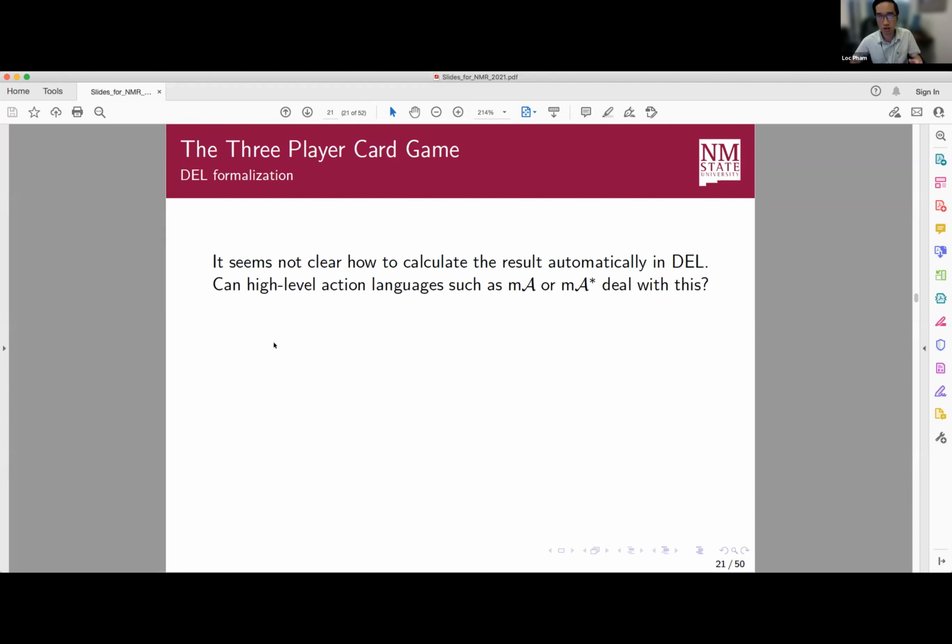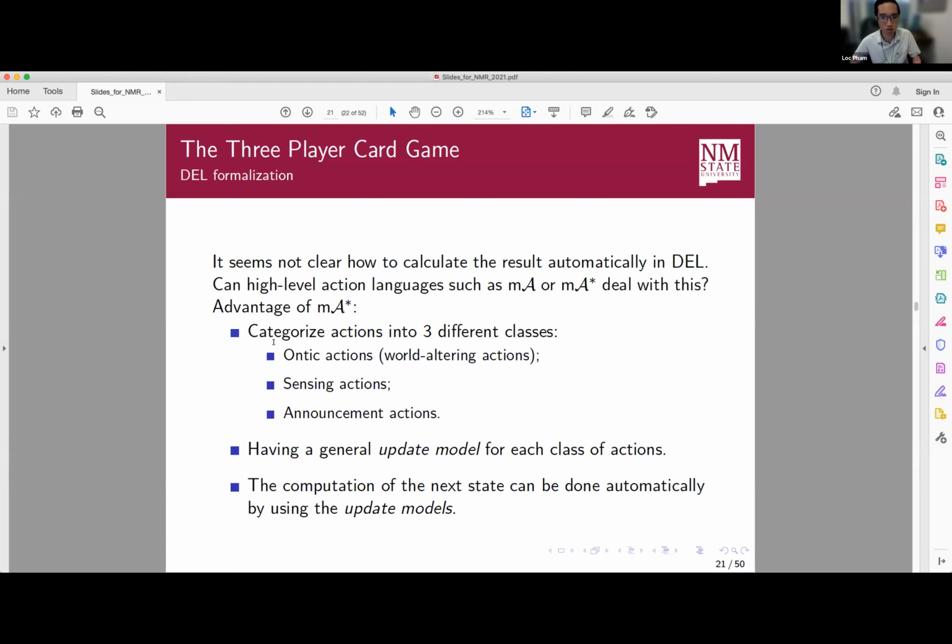And we can see that even Dell can handle this problem very well, but it seems unclear for us how they can compute the result automatically. Another question is, can a higher order action language such as MA star deal with this domain? So I would like to point out some advantages of MA star.